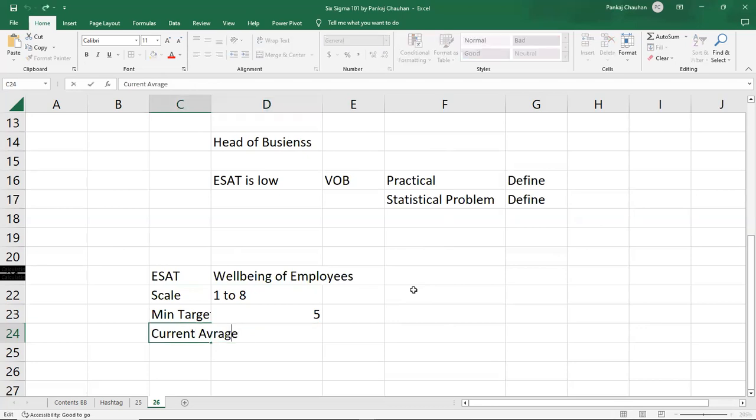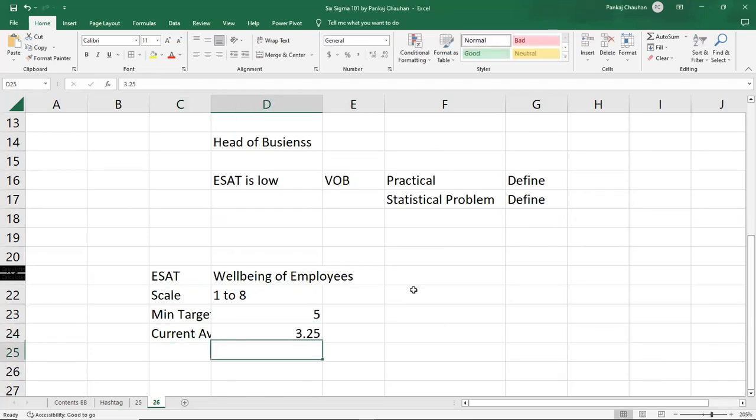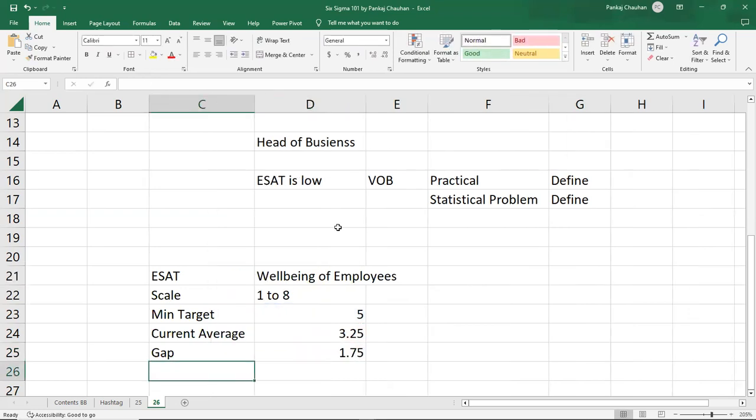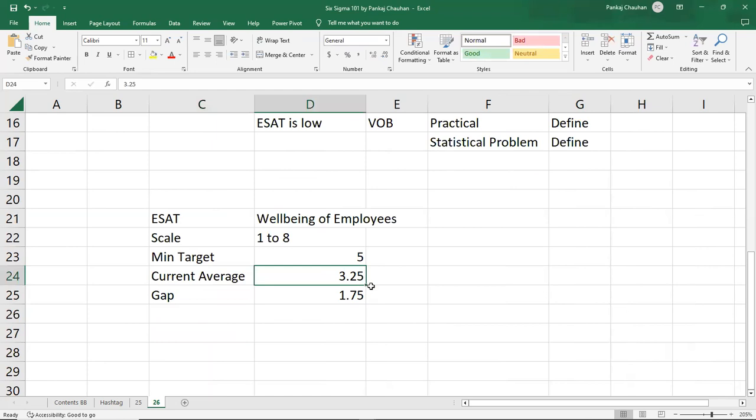Assuming the current average of your process, or the employee satisfaction score, is, let's say, 3.25. I'm using the calculation which I used in the last session. So how much is the gap? The gap is 5 minus 3.25. So you have to improve by 1.75 from 3.25 to meet the target of 5, which means how much improvement do you have to do in the process? You have to do 1.75 over 3.25, which is around 53.8% improvement. That's how we convert this into a statistical problem.